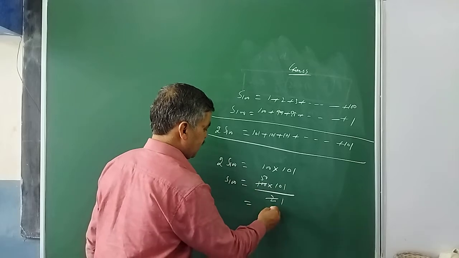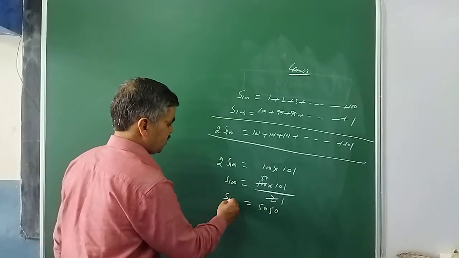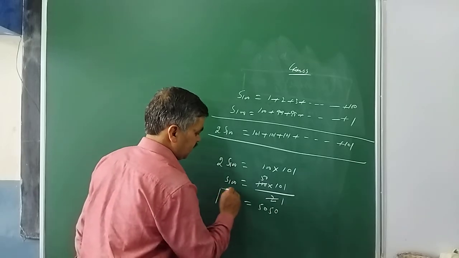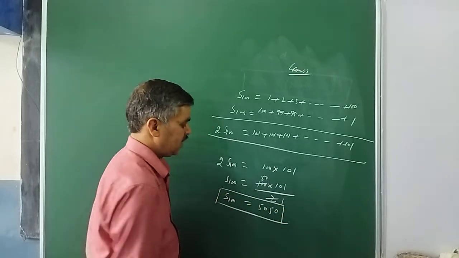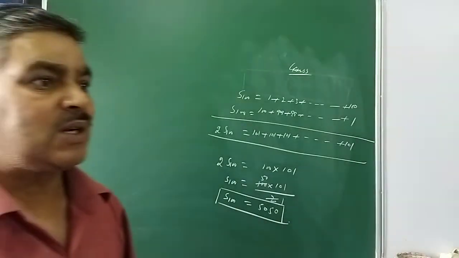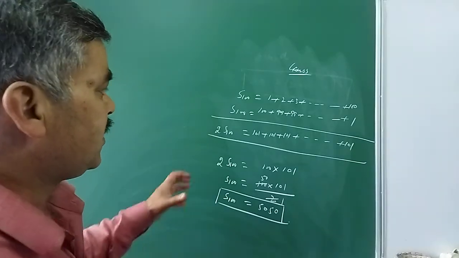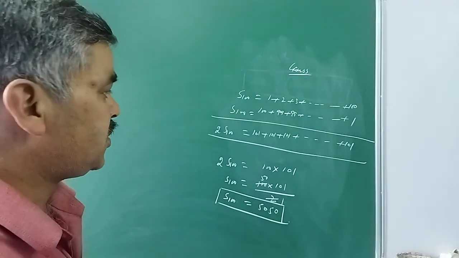So 2 ones are and 2 50s are, then you will be multiplying this. The sum of the first 100 natural numbers will be coming 5050. Anytime you can cross check that. So that was the answer given by Gauss at the age of 10, when he was studying in class 5, to his Hindi teacher.